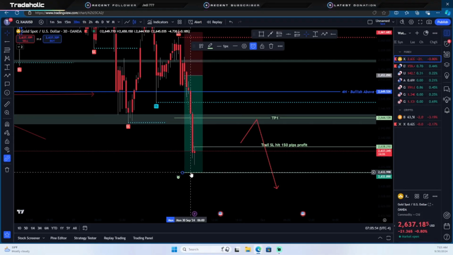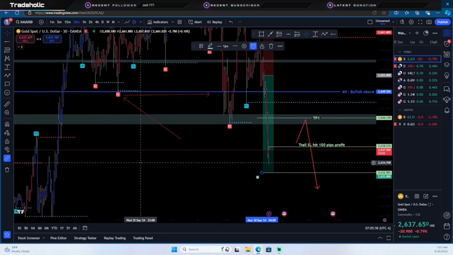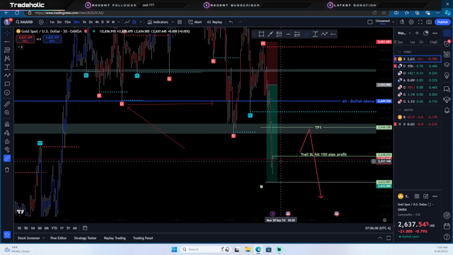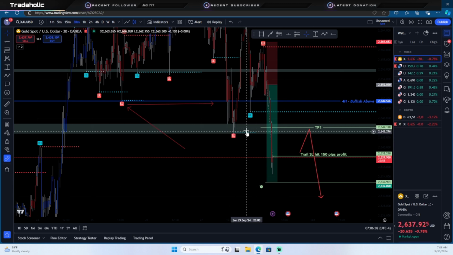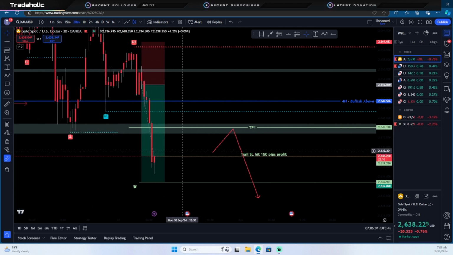Down here with 200 pips profit. This trade does have a lot of potential to continue down, but we might have a pullback first to retap into this level of resistance before continuing down. So, and I'm out here.